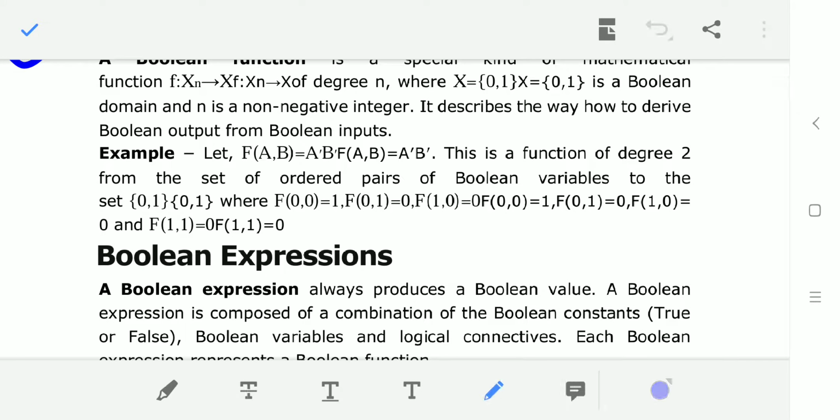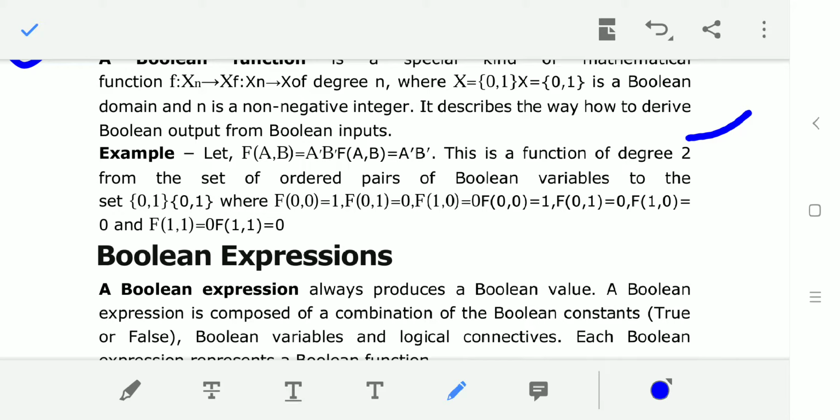Let us see an example. Let f(a, b) = a' b'. This is a function of degree 2 from the set of ordered pairs of Boolean variables to the set {0, 1}, where f(0,0) = 1, f(0,1) = 0, f(1,0) = 0, and f(1,1) = 0. This we will clarify in the coming examples.